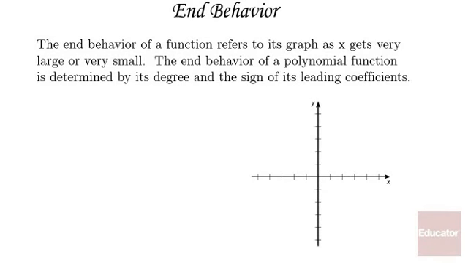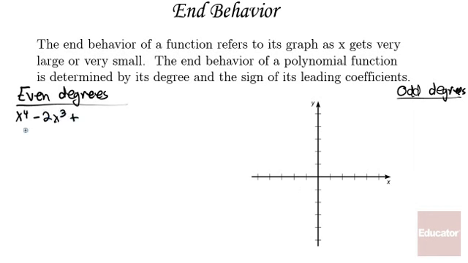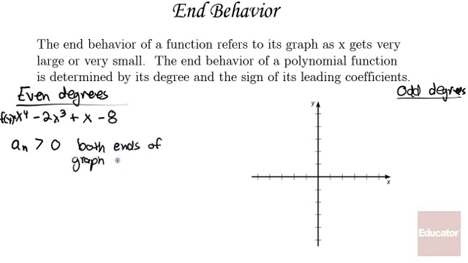For example, x to the 4th minus 2x cubed plus x minus 8. Okay, so this has a degree of 4. It's even. We can divide this into two categories. Those that have a leading coefficient that is positive. So if the leading coefficient, a of n, is greater than 0, both ends of the graph go upward. Now let's think about what that means.